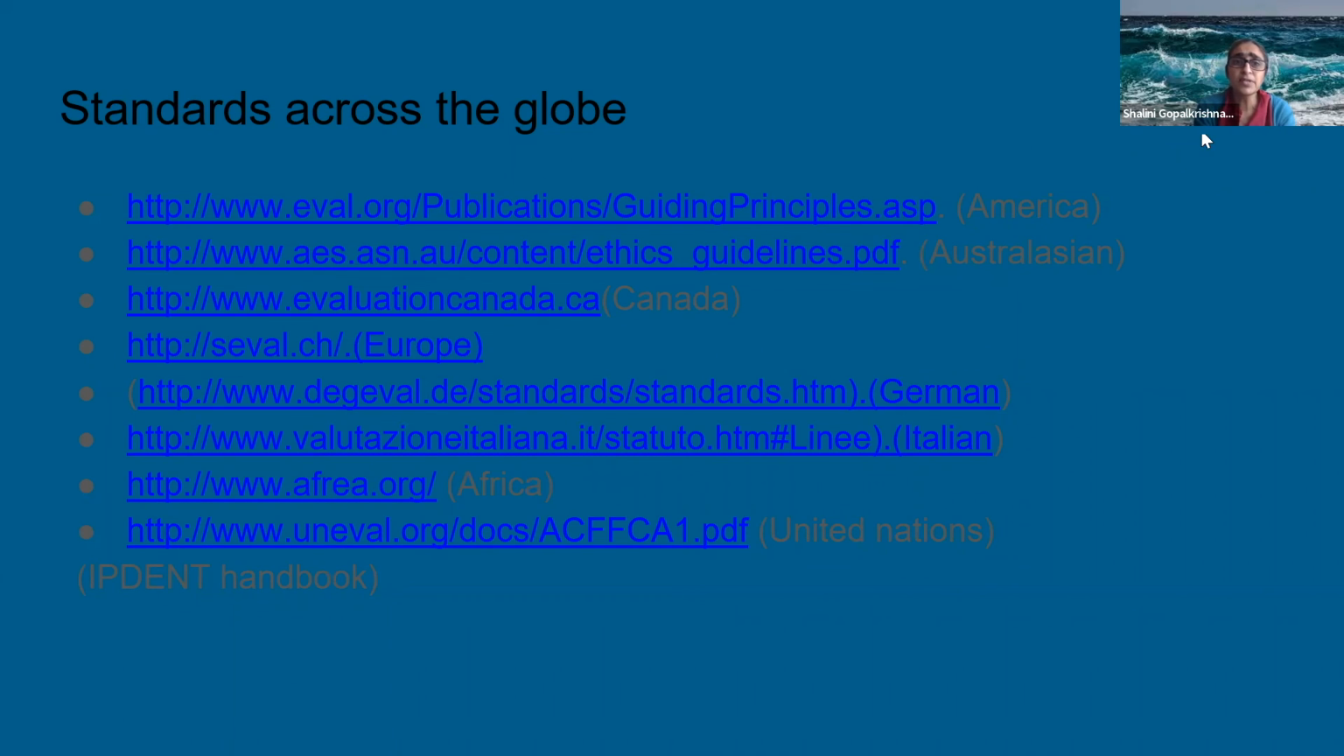I mentioned earlier that we'll talk about standards across the globe. You can click on each of these and see this one is for Europe, this is Australia, this is Canada. The United Nations has one, Africa has one, German, Italian. So look at all of these and use the right one that's appropriate for you.